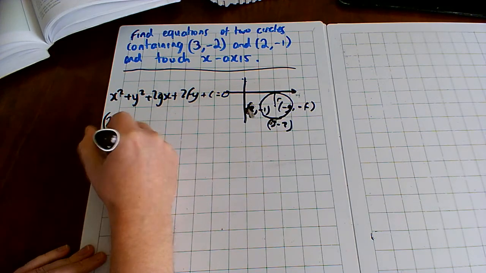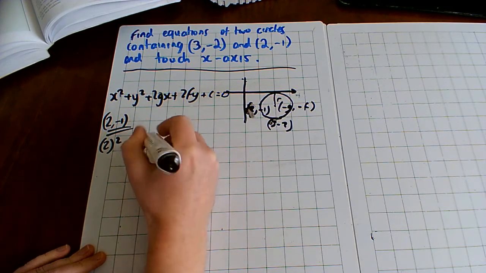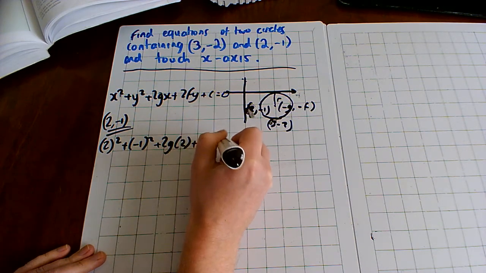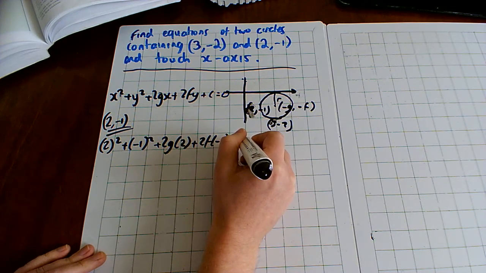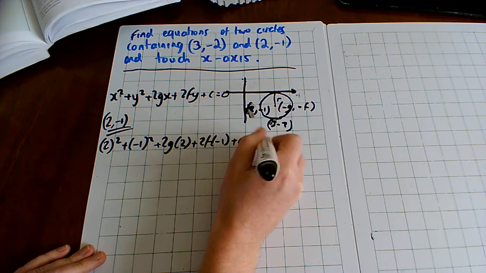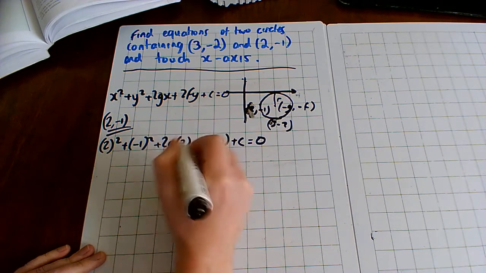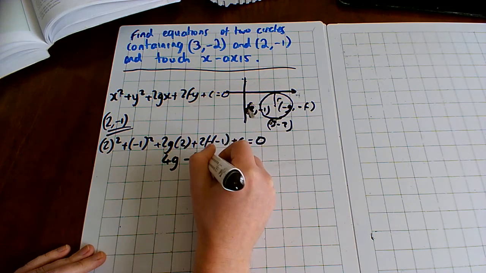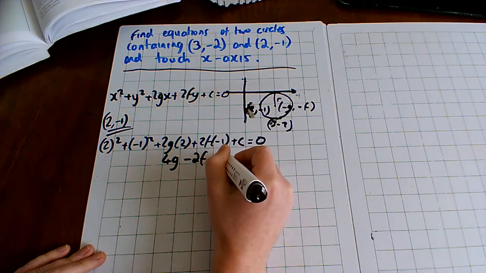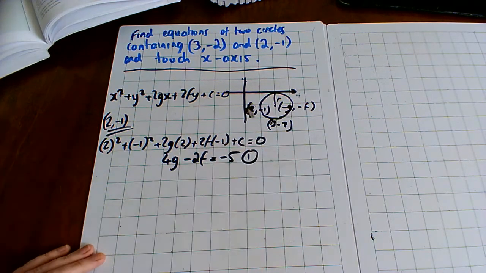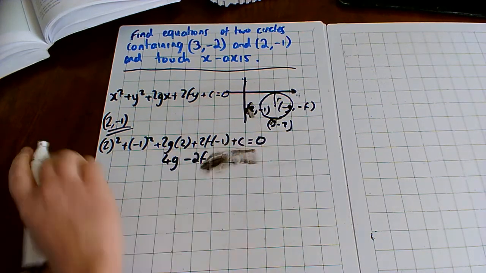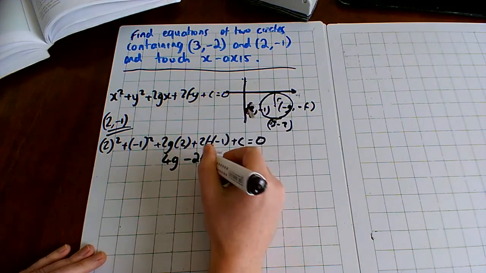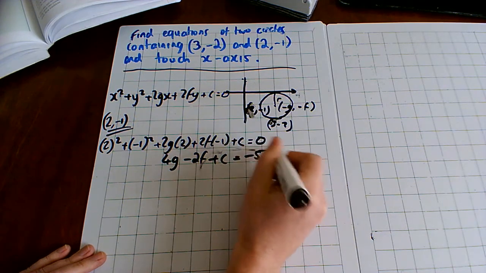So it's 2 squared plus (minus 1) squared plus 2g times 2 plus 2f times minus 1 plus c is equal to 0. And when we rearrange that, and not solve it but simplify it, 4g minus 2f, and 1 and 4 is 5, bring it across, minus 5. That's my first equation. Oh, sorry, I've left something out there. I've left out the c. Plus c equals minus 5, and that's my first equation.